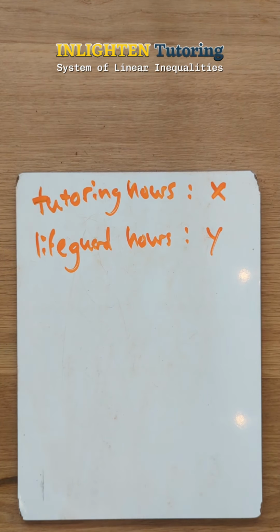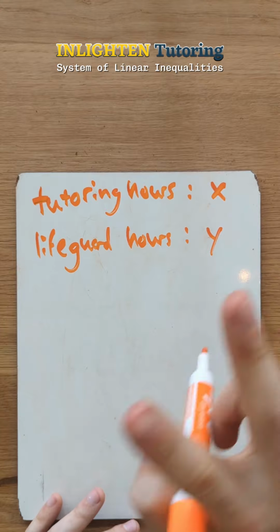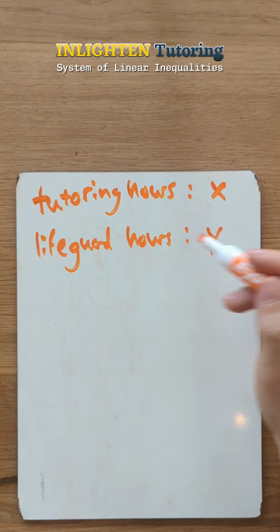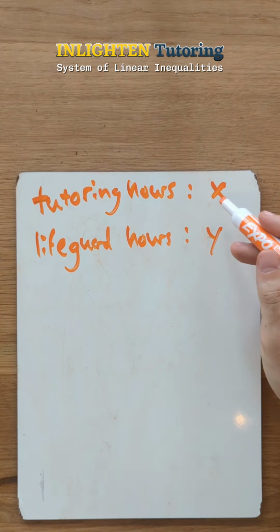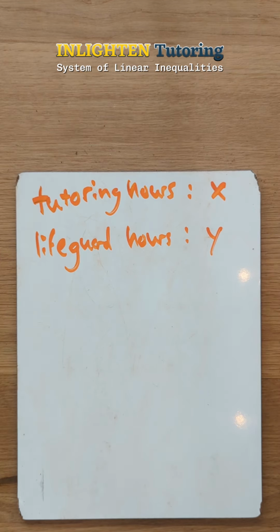Okay. She can work no more than 20 hours per week. No more than 20 hours per week. Well, she has two jobs, tutoring and lifeguarding, which means that these combined can't be more than 20.